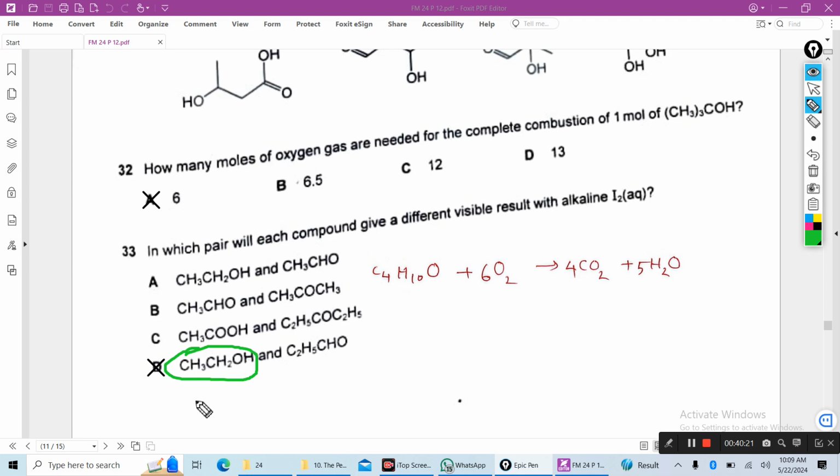Ethanol will give a yellow precipitate of iodoform with alkaline iodine, but propanol will not give this positive result. Now why is A wrong? Ethanol will give this test, ethanol also gives this, so you cannot distinguish. Here ethanol gives it, propanol also, methyl ketone also gives it, so you cannot distinguish. And ethanoic acid and ester both will not react with alkaline iodine, so you cannot distinguish. Only the D pair you can distinguish by alkaline iodine solution.